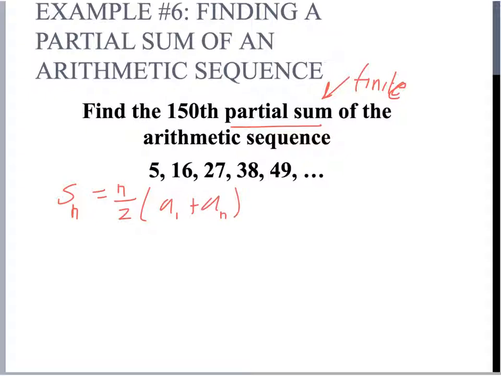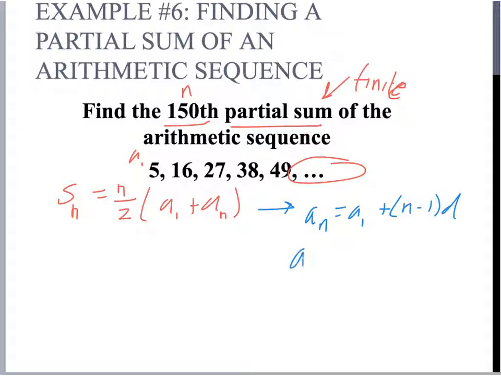What's nice for us is that if I want to use this formula, let's see what we have. So S sub n would be 150 because they're telling you to use the 150th term. We know the first number is 5. That's what it starts with, but we don't know a sub n because it's somewhere at the end over here, right? So with that being said, we have to use the other formula so that we can find it. So a sub n will be a sub 1 plus n minus 1 times the difference.